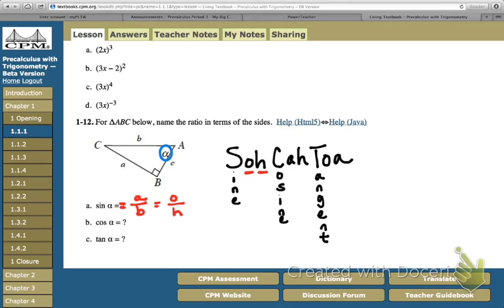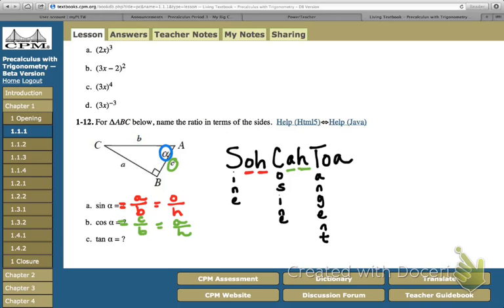Now let's look at our next one. The next one asks for cosine. Cosine is going to be adjacent over hypotenuse. Adjacent means next to. So our hypotenuse remains the same. It's going to be B again, so we're going to do over B. But instead of talking about the side opposite, we're actually going to look at the side adjacent, which is C. So this would be C over B, or adjacent over hypotenuse.